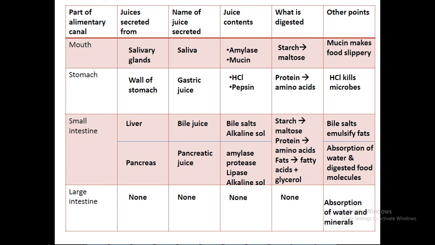Okay. Other points: bile salt emulsifies the fats. Absorption of water and digested food molecules is also done by the small intestine. The large intestine does not produce any type of juice, but it only absorbs the water and minerals from the undigested food. Okay, thank you.